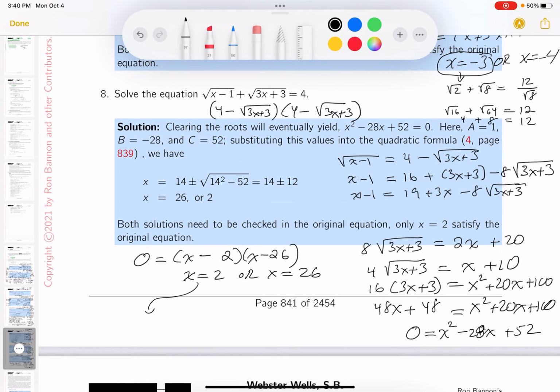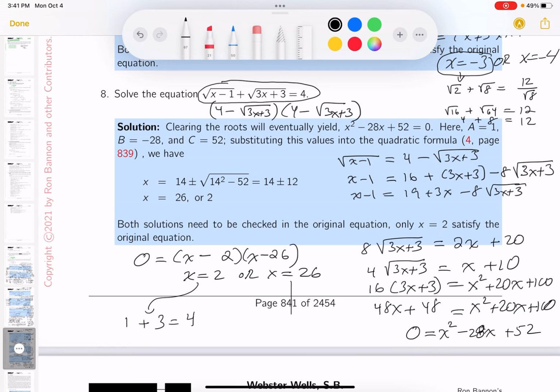And let's put 2 down first. I think it's easy. And again, I'm checking in the original. I don't know if it's true. What do you get over there? 2 minus 1 is 1. The root of 1 is 1. Let's see. 2 times 3 is 6. 6 plus 3 is 9. The square root of 9 is 3. Well, that worked beautifully because 1 plus 3 does equal 4.